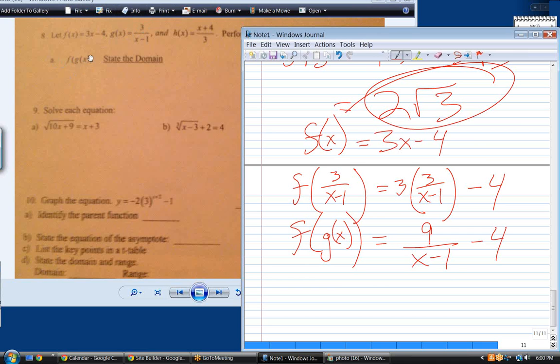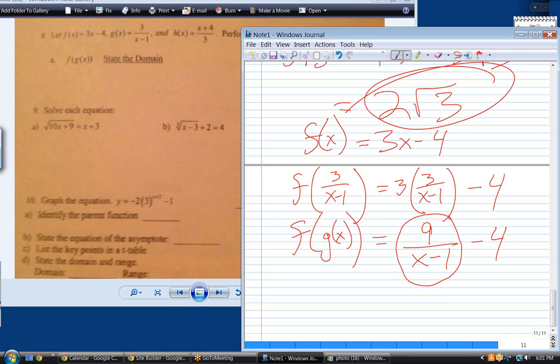Now what's the domain of the composite function? It can't be anything except 1. Still can't be 1, because that wouldn't work out. All right. You cannot divide by 0. First commandment of mathematics. So you can never violate the domain. Okay, so it's the same domain as g of x.